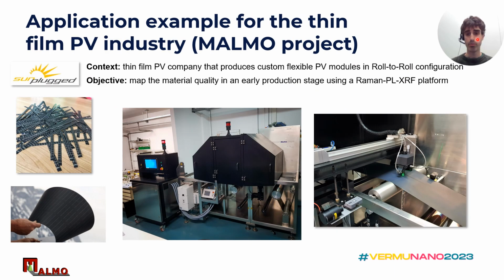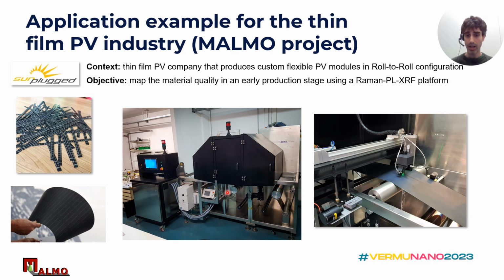I hope that now, more or less, these concepts are clear, and I'm just going to show an application example for the thin film PV industry of these concepts. We have the company Sunplug. They have a thin film production of flexible PV modules in roll-to-roll configuration. This means that you start with a roll of material, flexible roll of substrate, sorry, and you end up with a flexible roll of PV devices. And these are the type of PV devices that they produce, that they are flexible and they can be customized.